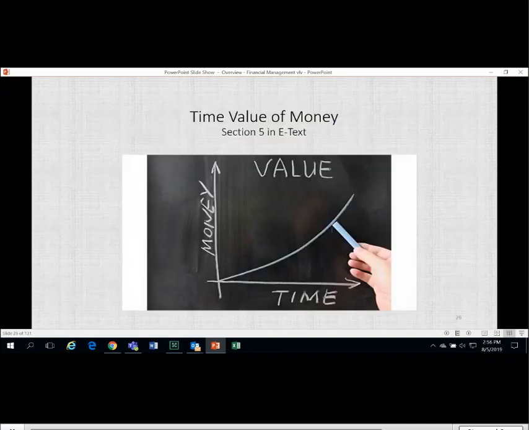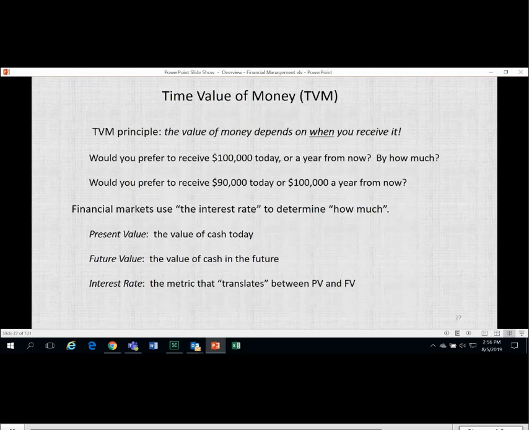Finally, section 5, we're actually starting finance for the first time. We're getting away from accounting. Now, it's all based on what's called the time value of money. And the time value of money principle is the value of money depends on when you receive it.